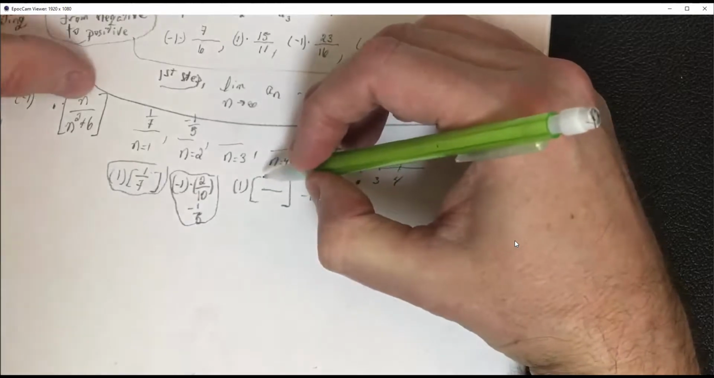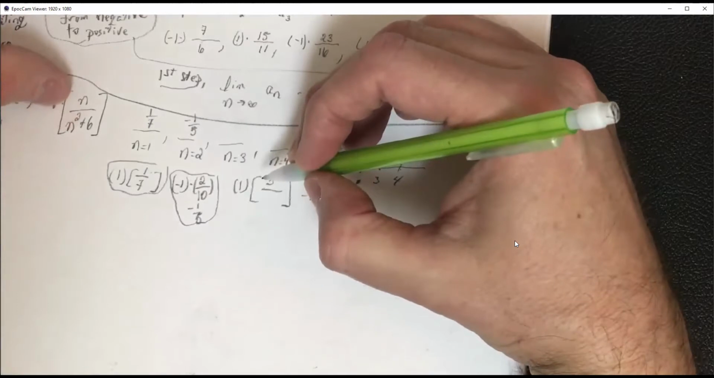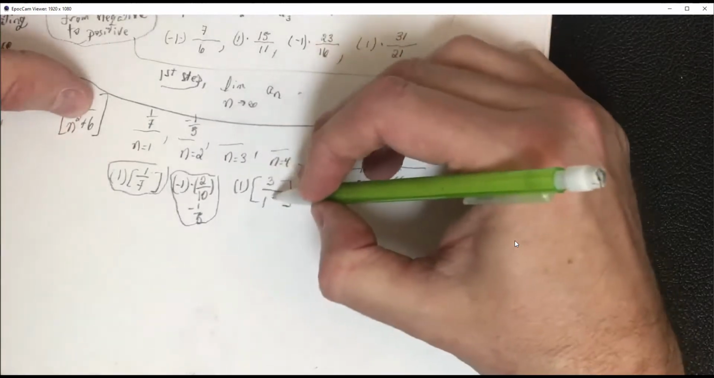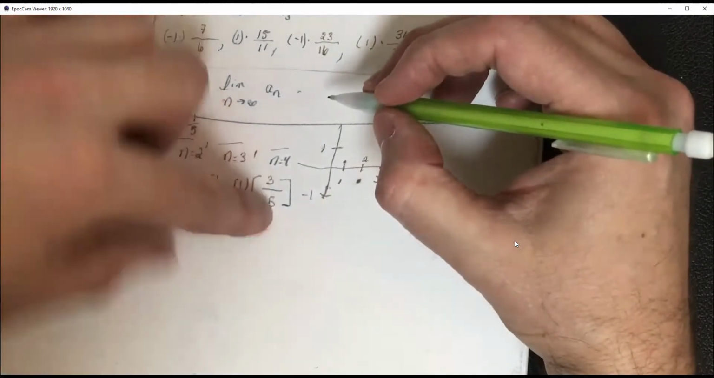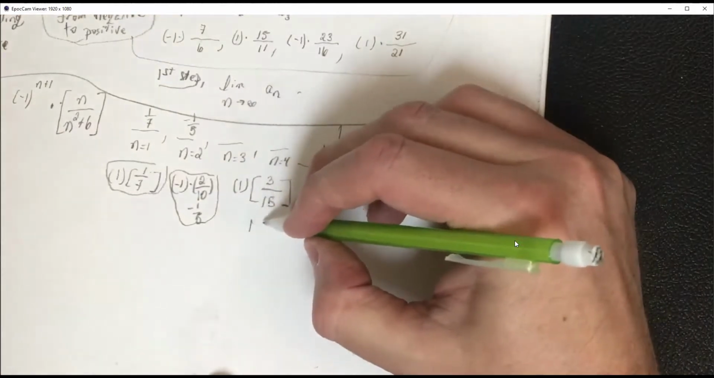Put a 3 in this part. It's 3 over 3 squared plus 6. 3 squared is 9, and 9 plus 6 is 15. And we get 1 times 3/15, which is the same as 1/5.